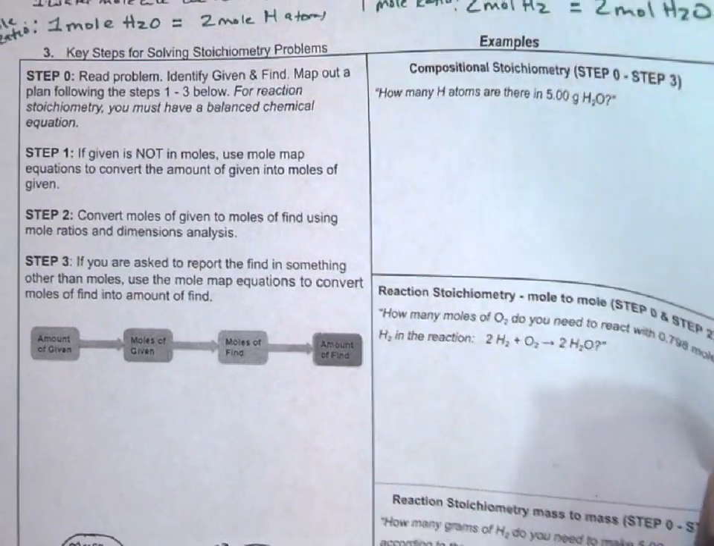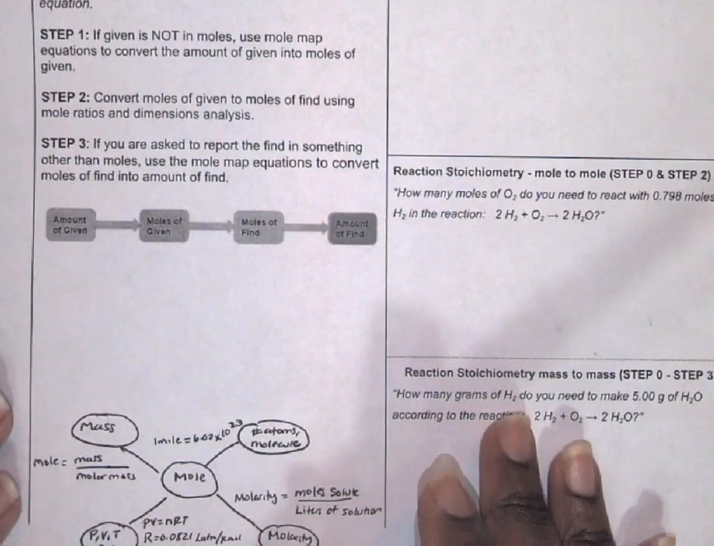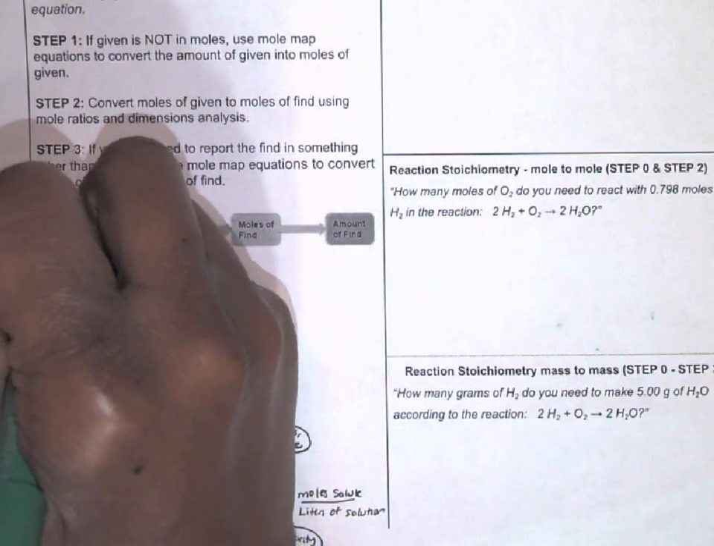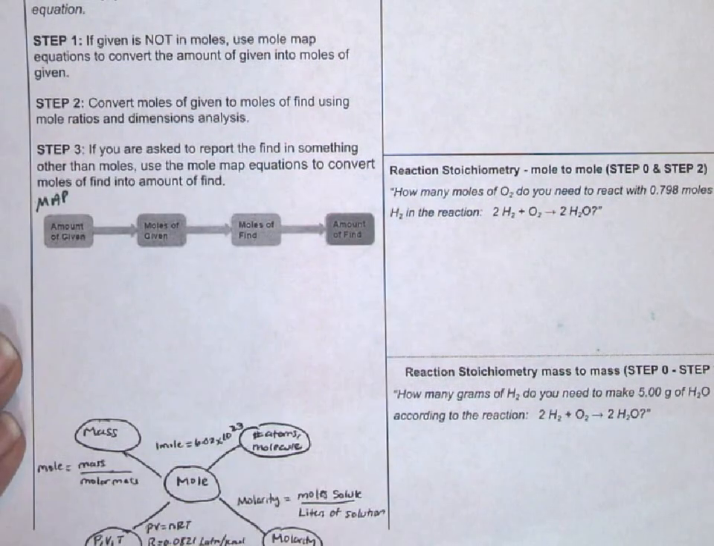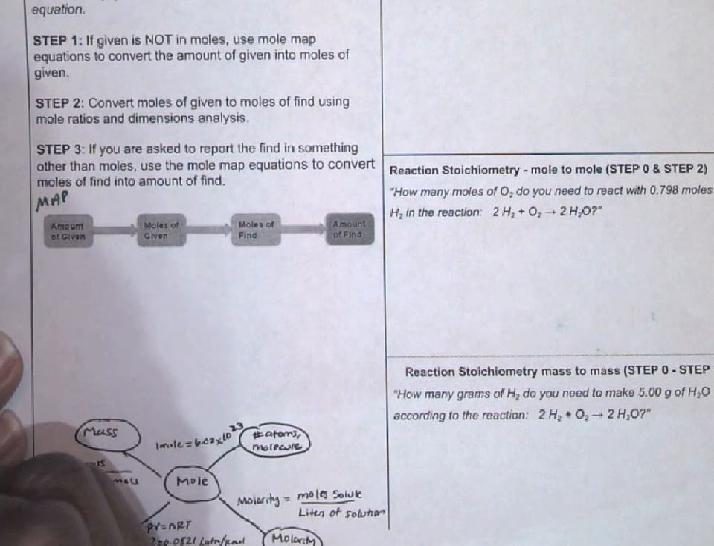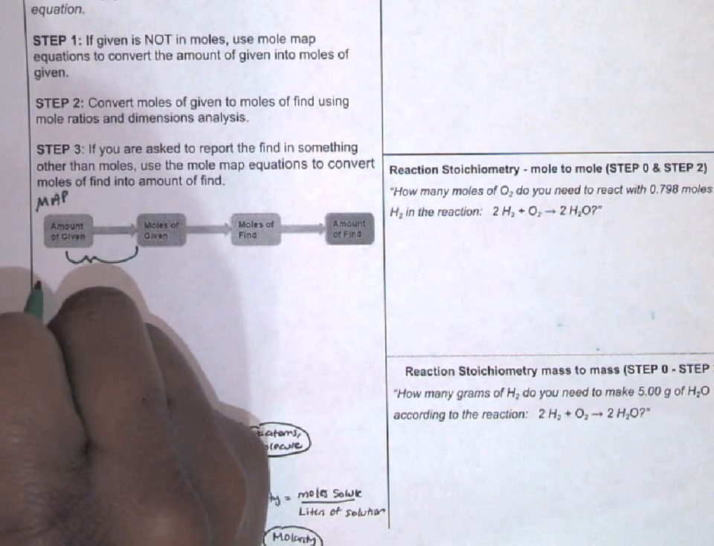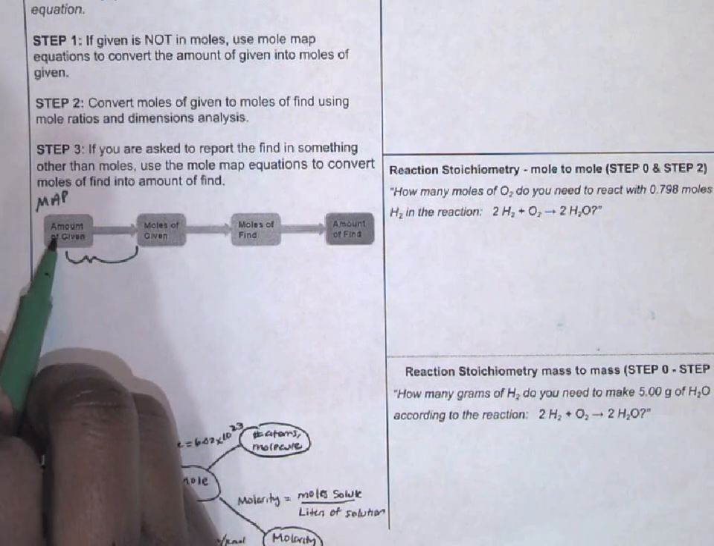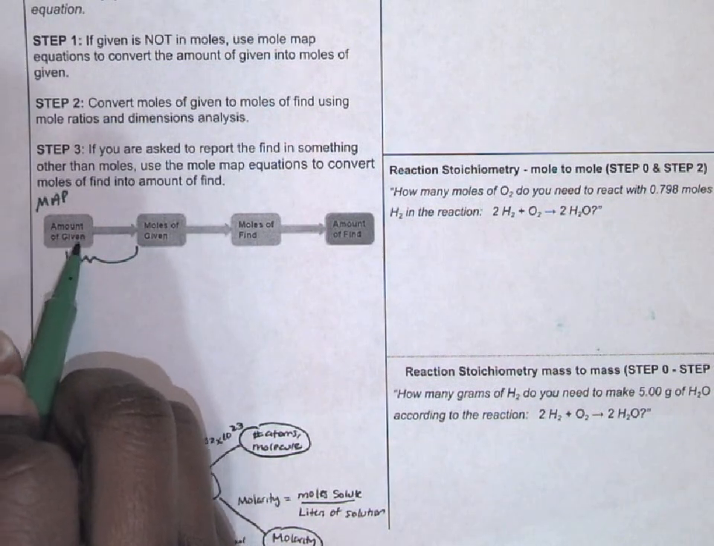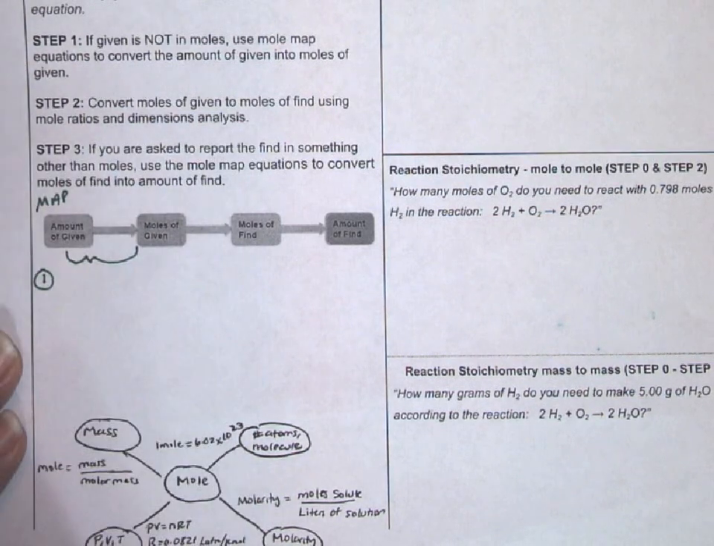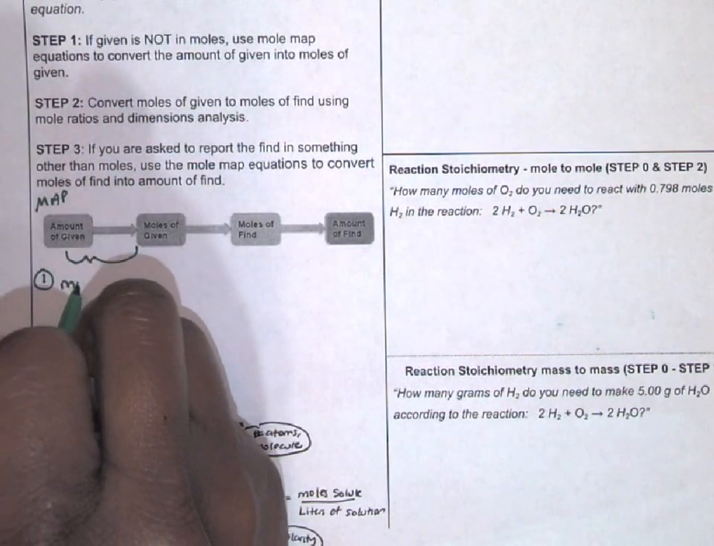So taking a look at the steps here, what does that sort of look like? This is sort of our map here. So let's label that our map. All right, so this first part is our step 1. If the amount of given is not in moles, you're going to convert from amount of given to moles of given. And that's your step 1. And you're going to use the mole map equation.